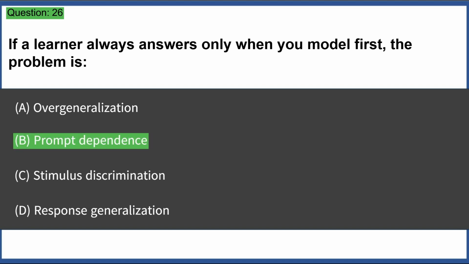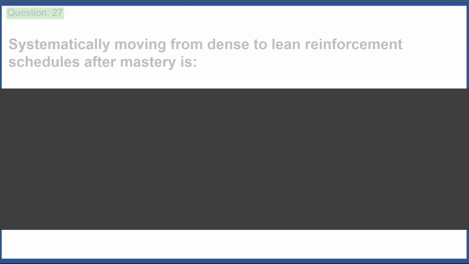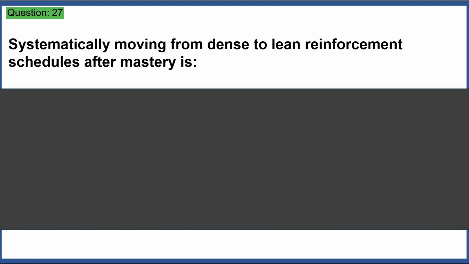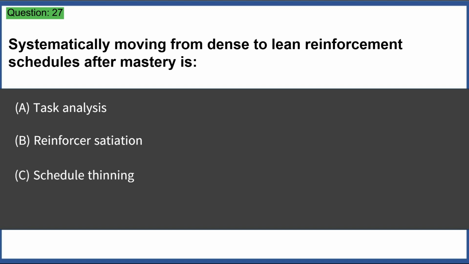Answer B. Needs prompt fading. Systematically moving from dense to lean reinforcement schedules after mastery is A. Task analysis. B. Reinforcer satiation. C. Schedule thinning. D. Punishment fading. Answer C. Transition to natural schedules.